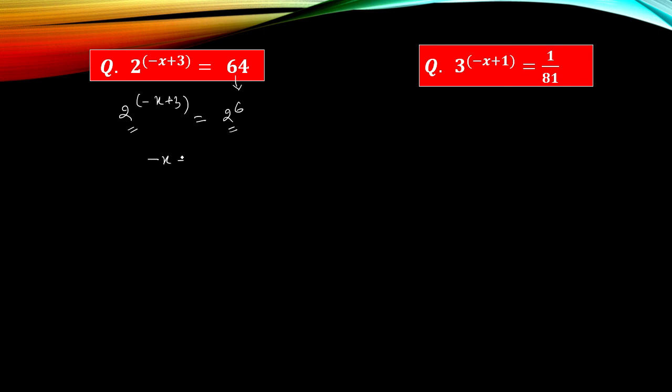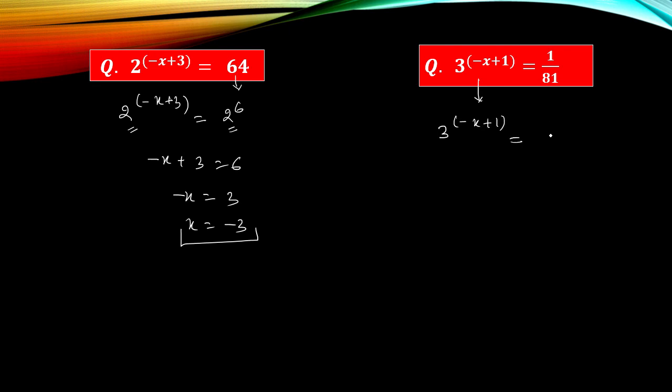So minus x plus 3 should be equal to 6, and we can say minus x is equal to 3, so we can say x is equal to minus 3. This is the solution of the equation. Now in LHS we are keeping the base as it is and index as it is, so 3 raised by minus x plus 1 as it is.